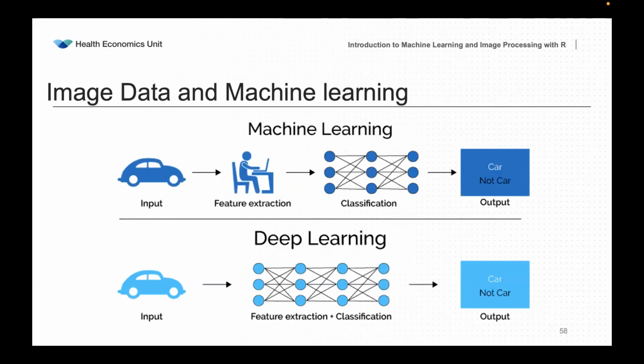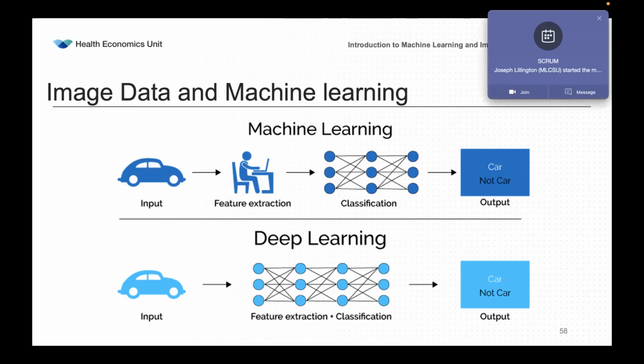So image data and machine learning: there are basically two approaches to build a model using imaging data. One is using the traditional machine learning model, and the other is the deep learning model, which is quite famous these days for building models for images. And the difference is that in the traditional machine learning model, we have several steps.